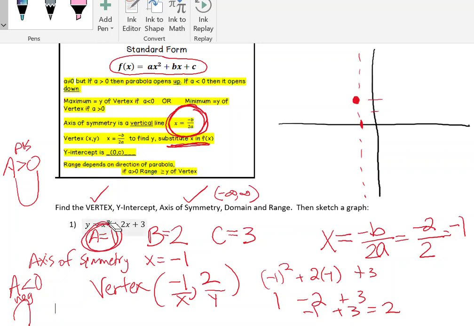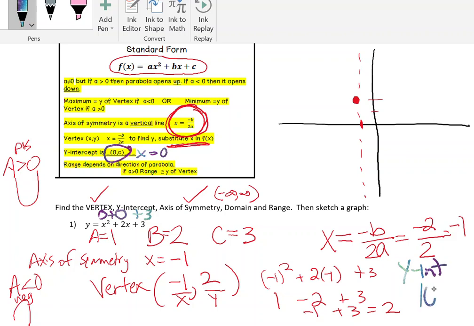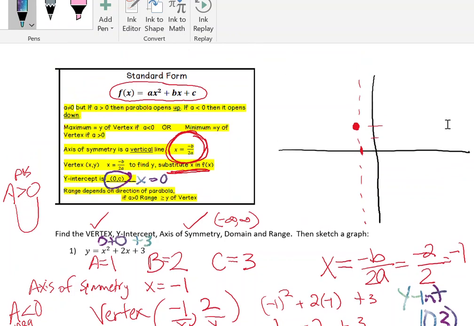Now we just need to find our y-intercept. And we find our y-intercept by substituting x with 0. So when we do that in this equation, 0 squared is 0, 2 times 0 is 0, and 0 plus 3 is 3. So our y-intercept is (0, 3). So we can go ahead and plot that point on our graph.